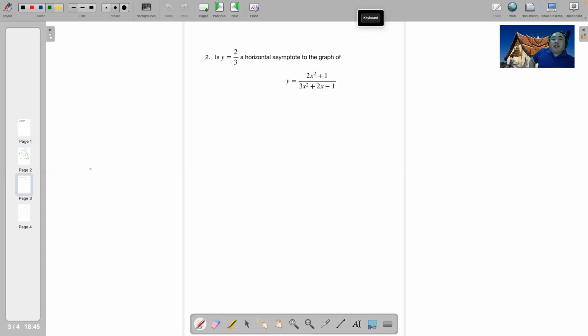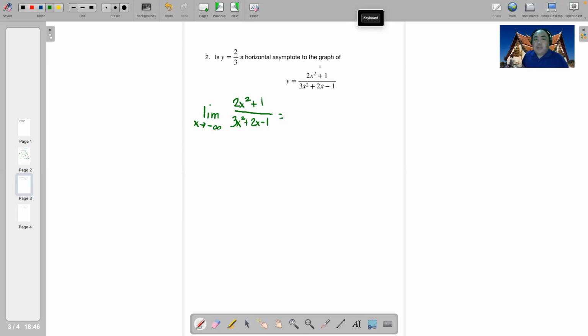Is y equals 2/3 a horizontal asymptote to the graph of y equals 2x squared plus 1 all over 3x squared plus 2x minus 1? The same, we check the limit of 2x squared plus 1 all over 3x squared plus 2x minus 1 as x approaches, this time I want to check at negative infinity.